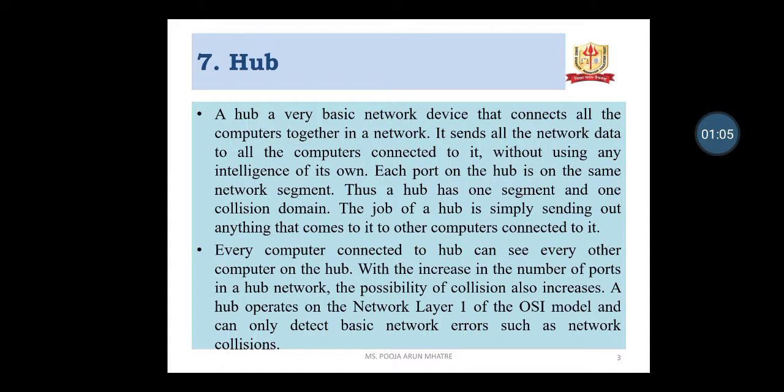The job of the hub is simply to send out anything that comes to it to the other computers connected to it. Every computer connected to the hub can see every other computer on the hub. With an increase in the number of ports in a hub network, the possibility of collision also increases. A hub operates on the physical layer of the OSI model and can only detect basic network errors such as network collision.